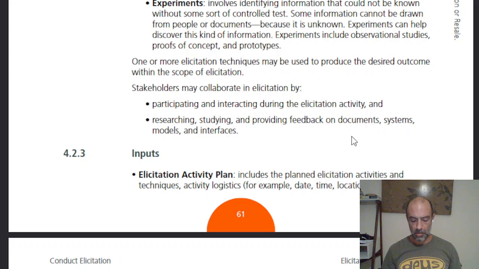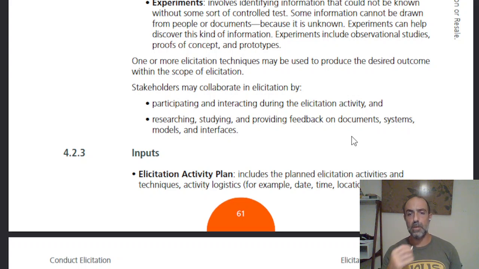One or more elicitation techniques can be used to produce the desired outcome within the scope of the elicitation. Stakeholders may collaborate in elicitation by participating and interacting during the elicitation activity and researching, studying, and providing feedback on documents, systems, models, and interfaces.